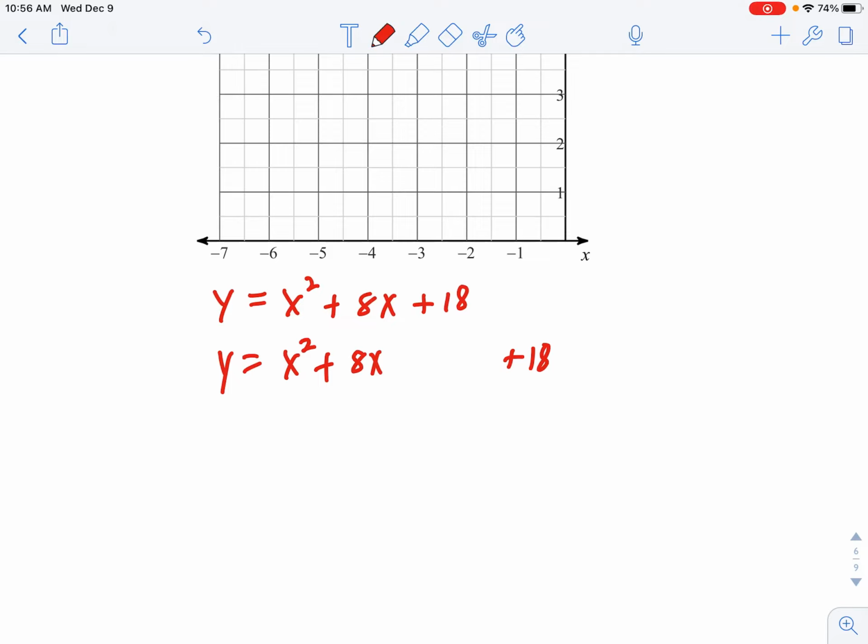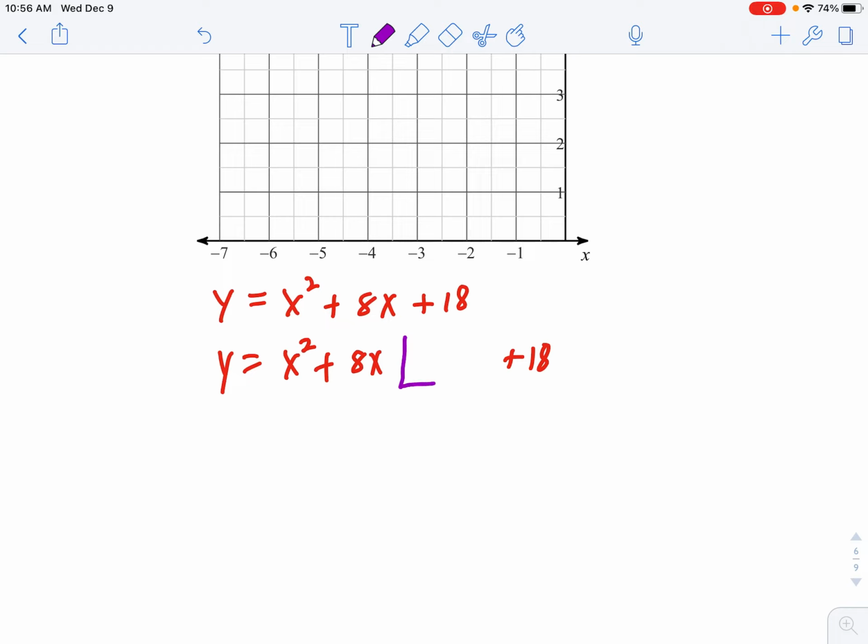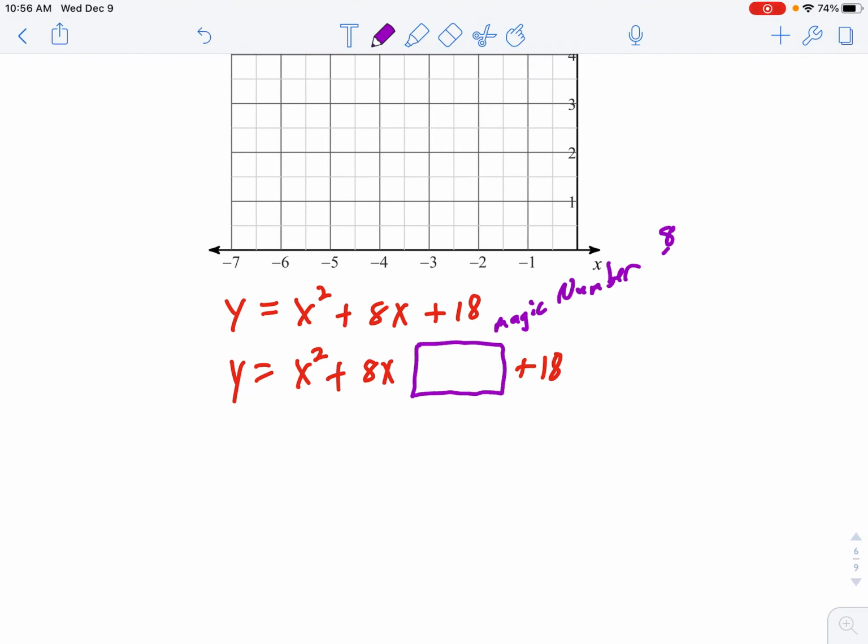We're going to fill in, let me change colors just for some variety, this empty space with the magic number. Remember what the magic number is? It's half of this number, divided by 2, or half of that number squared. So 8 divided by 2 squared. 8 divided by 2 is 4 squared. 4 squared is 16. That's positive, so I'm going to put a plus 16 right there.